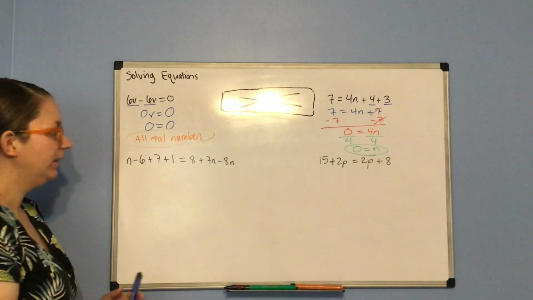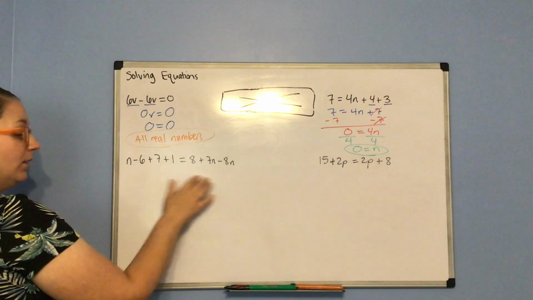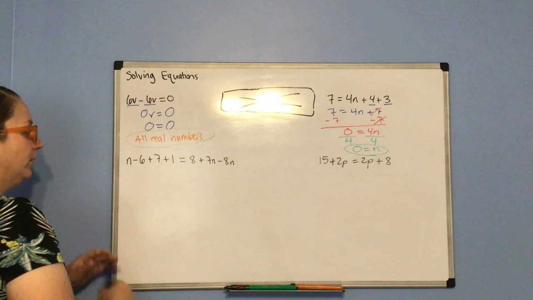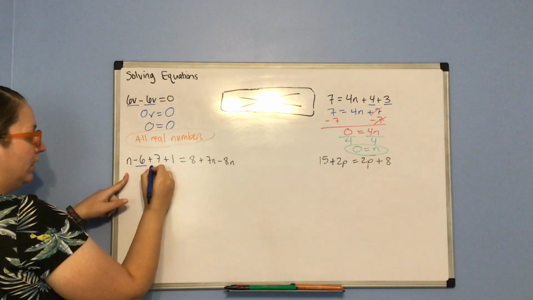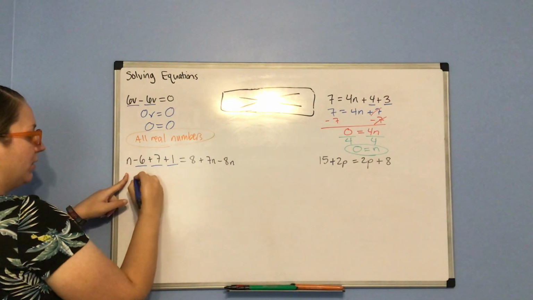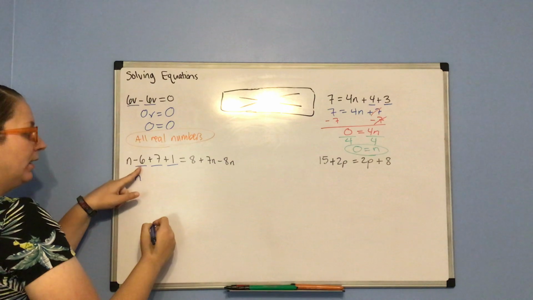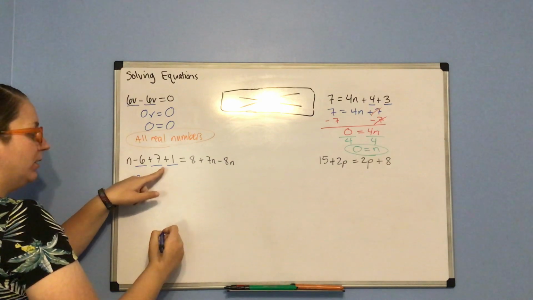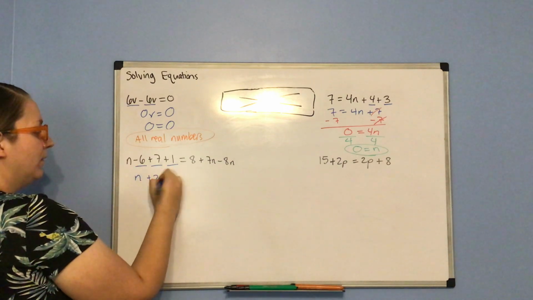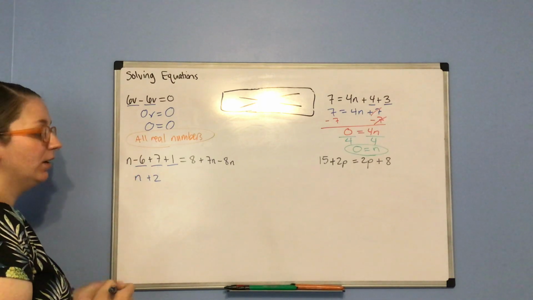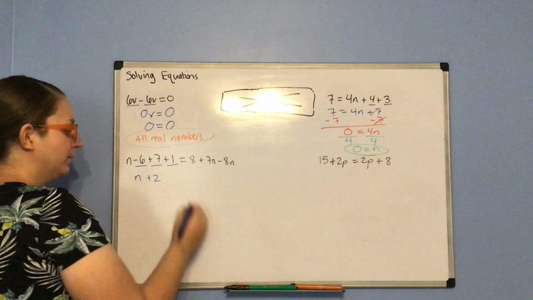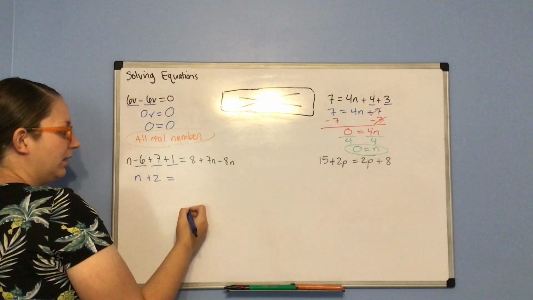Doing some more fun here. We have a lot of things that can potentially be combined here. On the left-hand side of the equation, I can combine all of these things. So the n stays the same. -6 plus 7 is 1, plus 1 is 2. If you'd like, you could do -6 plus 7 plus 1 all in one step in your head or in a calculator like Desmos.